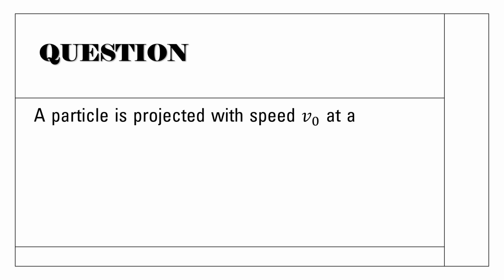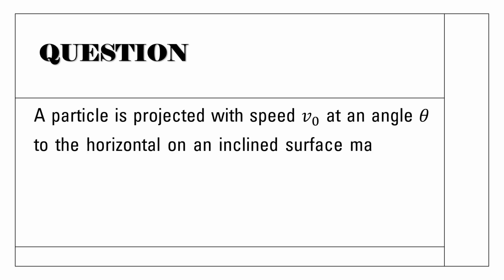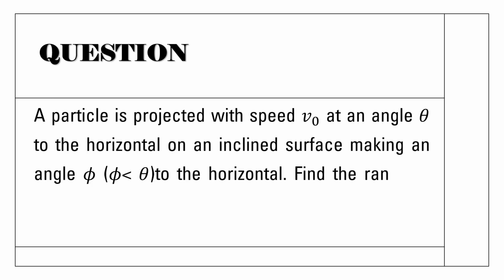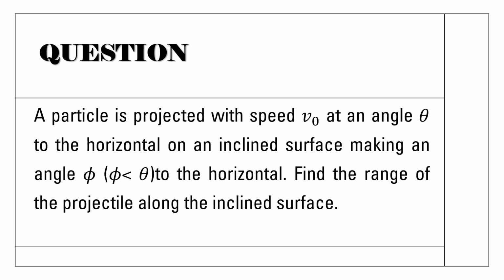So the question is: a particle is projected with a speed of v naught at an angle theta to the horizontal on an inclined surface making an angle phi to the horizontal, where phi is less than theta. Find the range of a projectile along an inclined plane. So let us try to visualize this question.